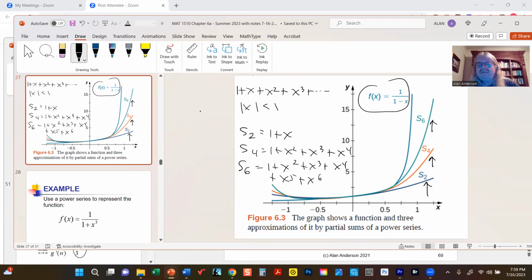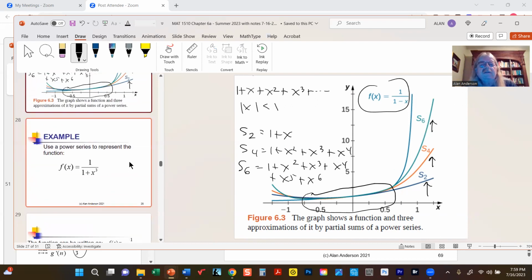And also, if you notice, within a wide range of values here, even S2 is pretty close to that function, isn't it? But after you move a certain distance outside here, you notice the approximation starts to break down. But within this range, even S2 does a really good job of approximating f of x.